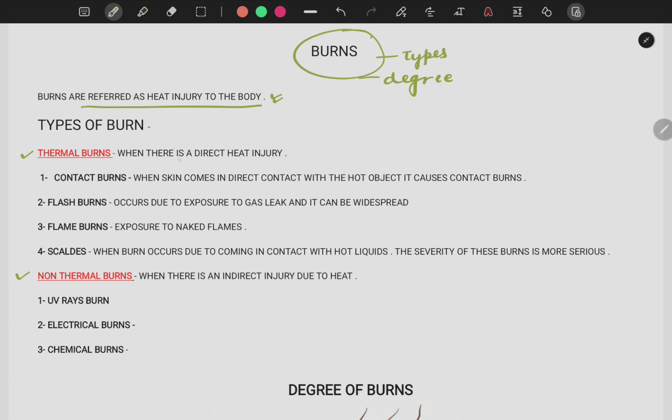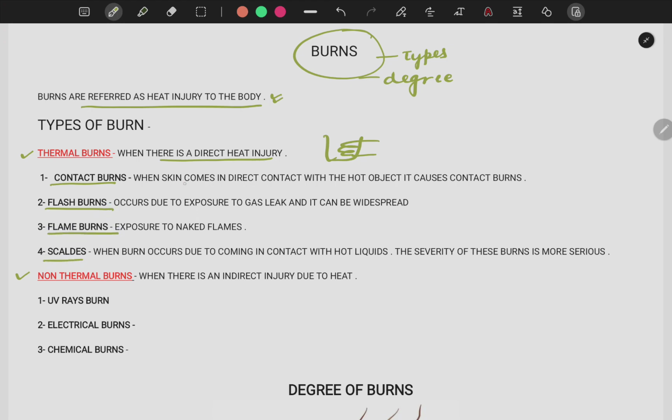Thermal burns are the ones in which there is a direct heat injury occurring. For example, there was a hot pot, you touched it with your bare skin, that is what you call a thermal burn. The subtypes for these are contact burns, flash burns, flame burns and scalds.